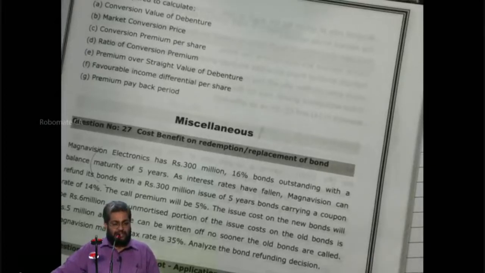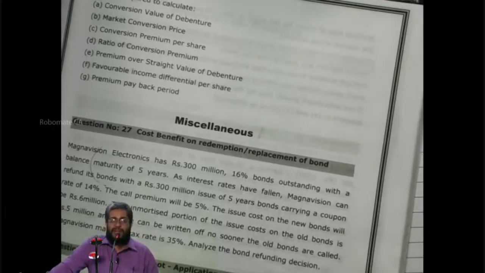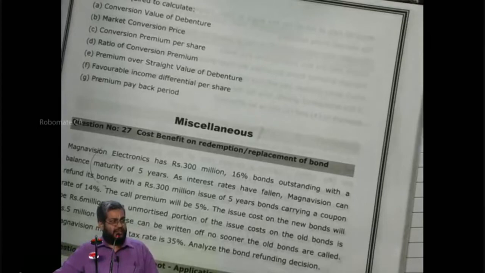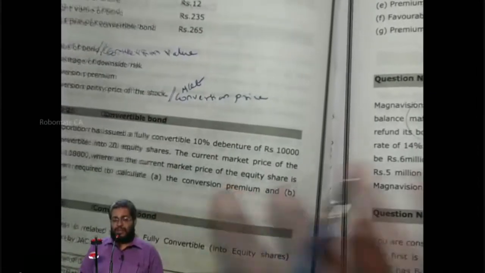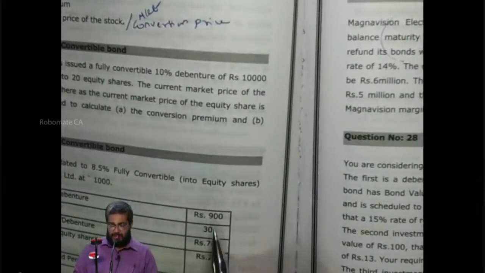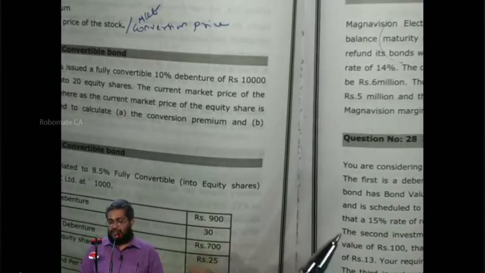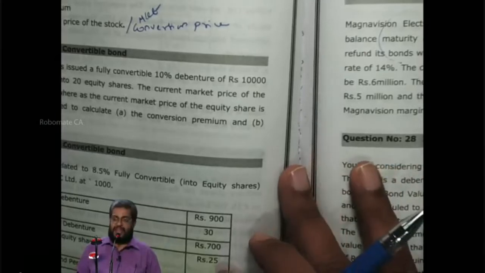Conversion parity price is equal to convertible bond price divided by number of shares, which is equal to. Now, tell me, how much do I pay to buy this convertible bond? 900. 900 divided by, every bond has how many shares inside it? 30 shares. 900 divided by 30 shares is equal to how much? 30 rupees. Is equal to rupees 30.